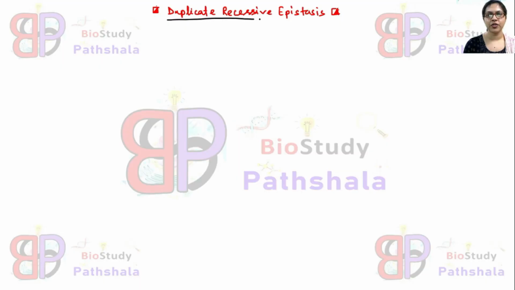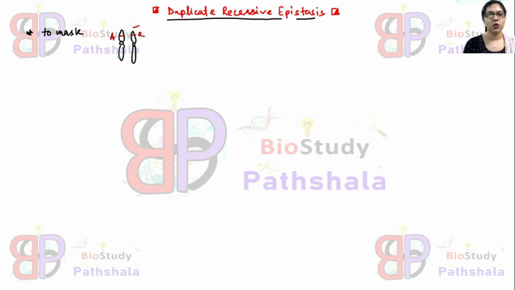So duplicate recessive epistasis. First, what is the meaning of epistasis? It means to mask. Now we are going to draw two homologous chromosomes. So these are two homologous chromosomes. On these two chromosomes, in this particular loci, A gene is present. And as it is homologous chromosome of this chromosome, so on this loci, the variant of A gene will be present. For example, here the recessive allele of A gene is present.